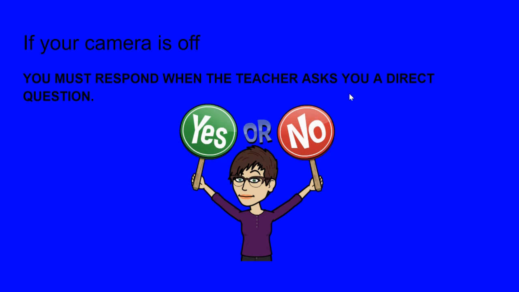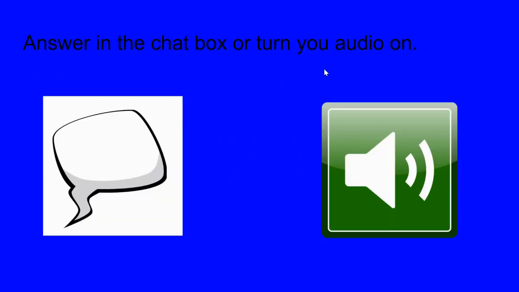And there's different ways that we can do that. One way is you can turn your camera on and give your teacher a thumbs up or a thumbs down. You can also answer the question in the chat box if your teacher enables your class to talk that way. And last but not least, you can simply unmute yourself, answer the question, and then mute yourself again when you're finished.